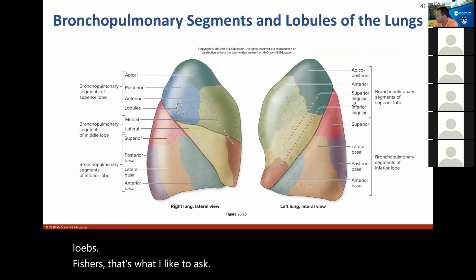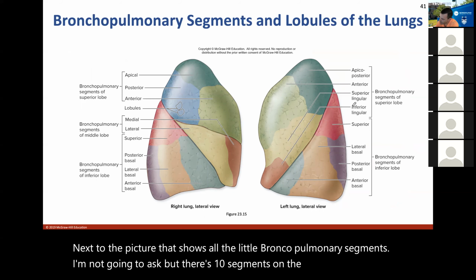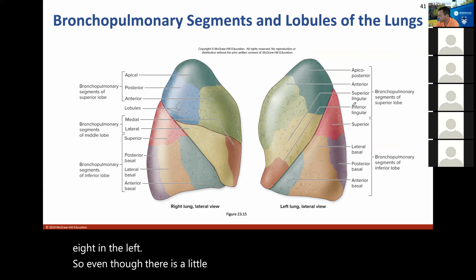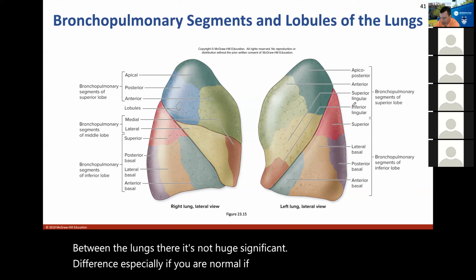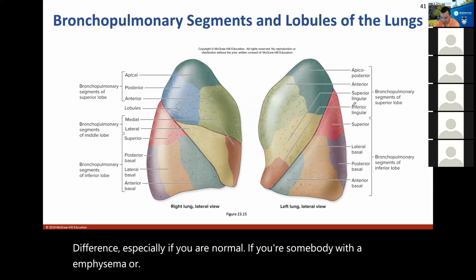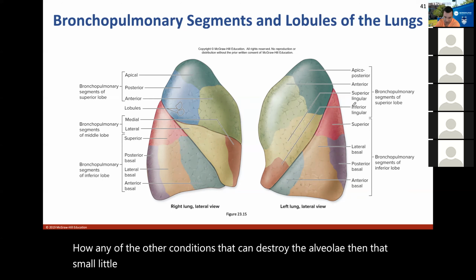Here's a nice little picture that shows all the little bronchopulmonary segments. I'm not going to ask, but there's 10 segments on the right, and there are 8 in the left. So even though there is a little bit of difference between the lungs, it's not a huge significant difference, especially if you are normal. If you're somebody with emphysema or any of the other conditions that can destroy the alveoli, then that small little change in numbers can be very significant.